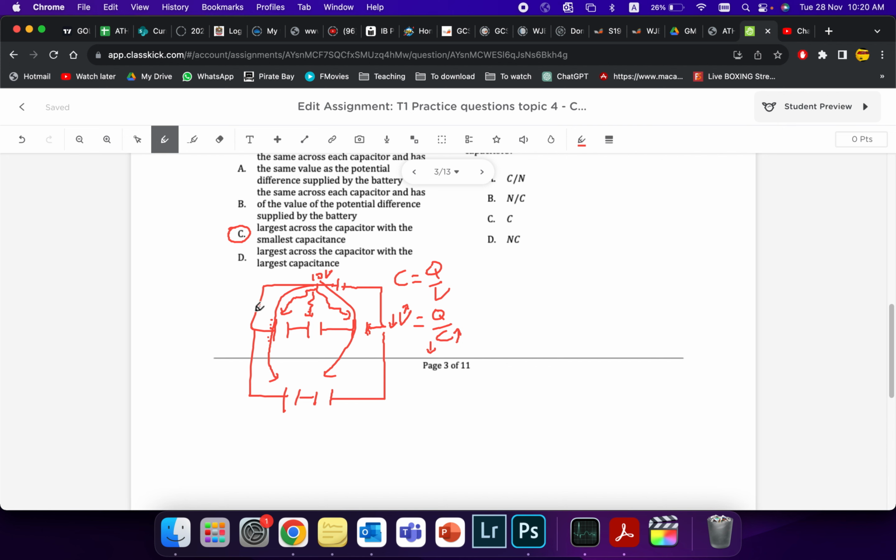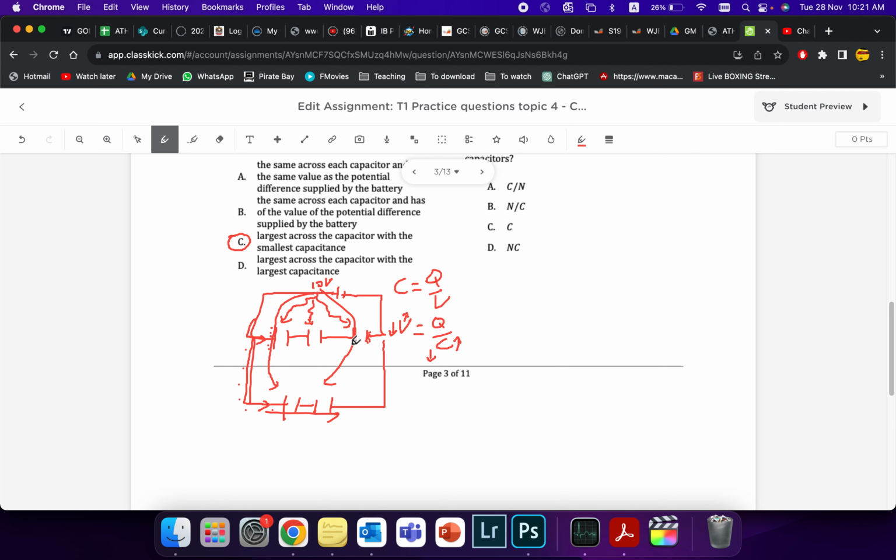The electrons, rather than taking this path, decide to take this path instead, and they all have the same energy from the battery. They haven't used it along this path. Instead, they use it along this path. So these two will share the voltage from the battery. So the idea is voltage in parallel stays the same, charge in series stays the same.